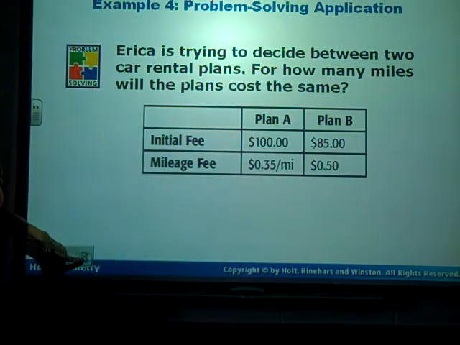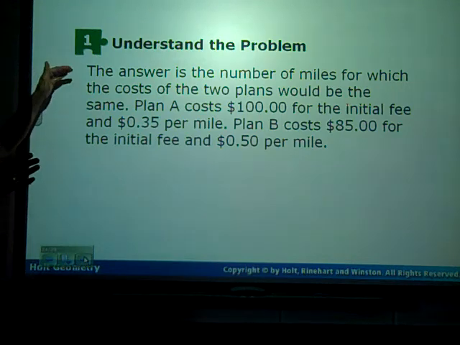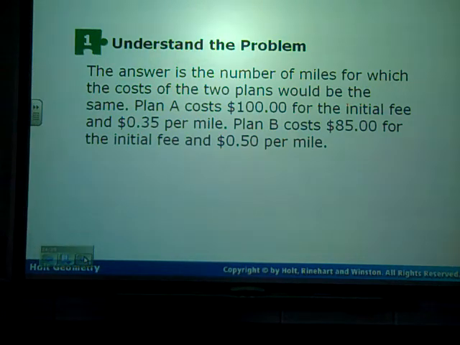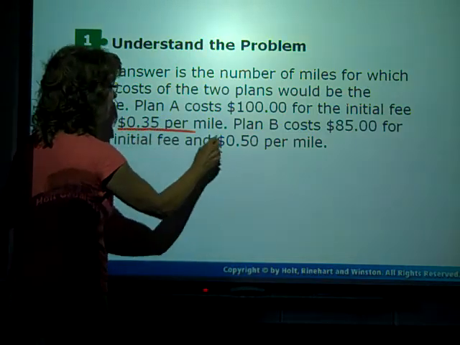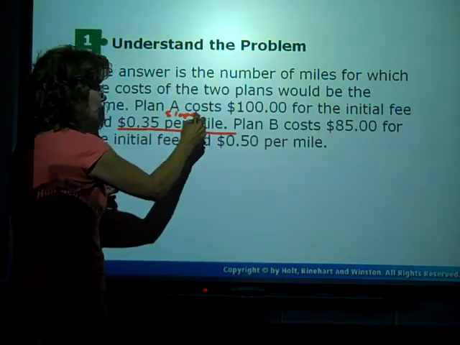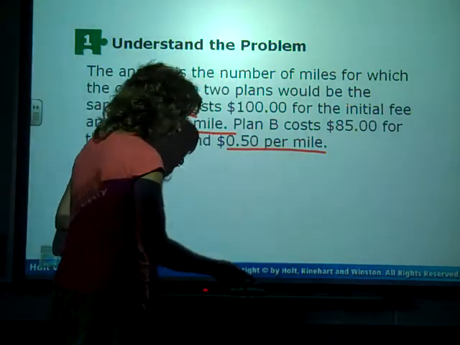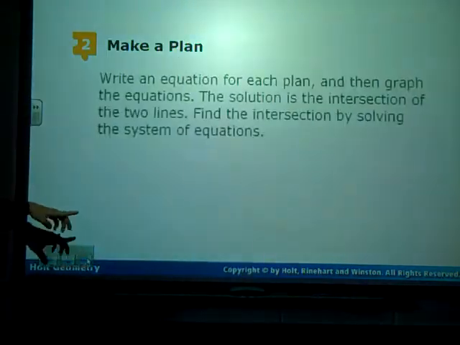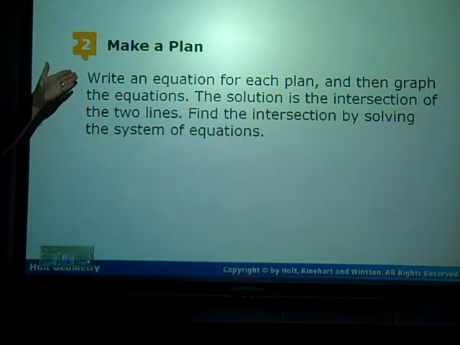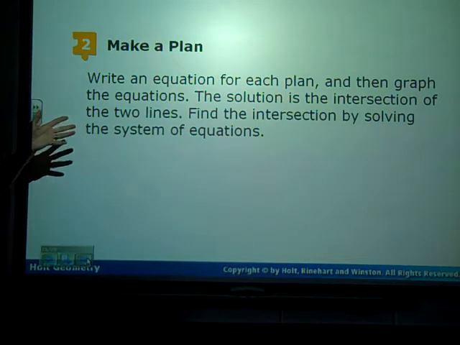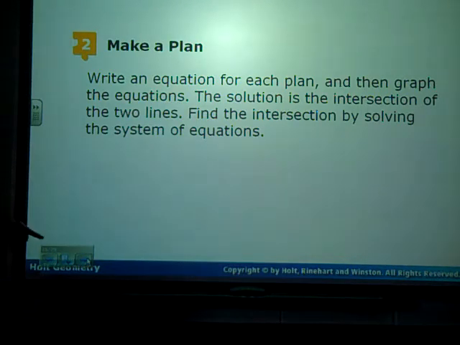So the first thing you want to do is understand the problem, and the answer is going to be the number of miles that you would travel that the cost for the 2 plans would be the same. So when you're thinking per mile, you've got a slope, because that's a rate. So now we can actually make our mathematical model. We can write equations for the plans and graph them, and the solution is where they intersect. Okay? And we're going to solve the system to find that. We did that in algebra, and you might do that by graphing, by elimination, or by substitution.